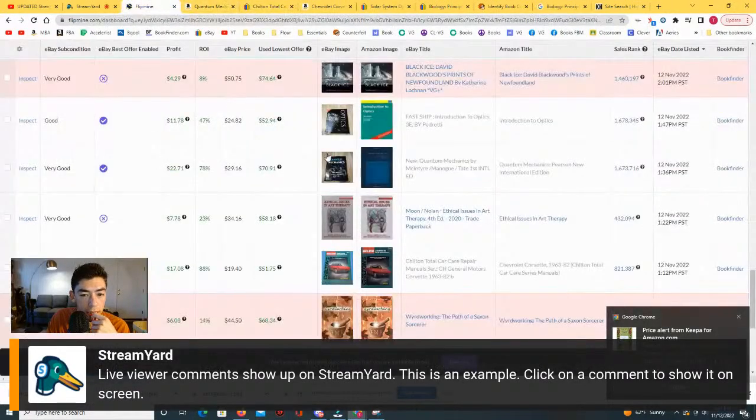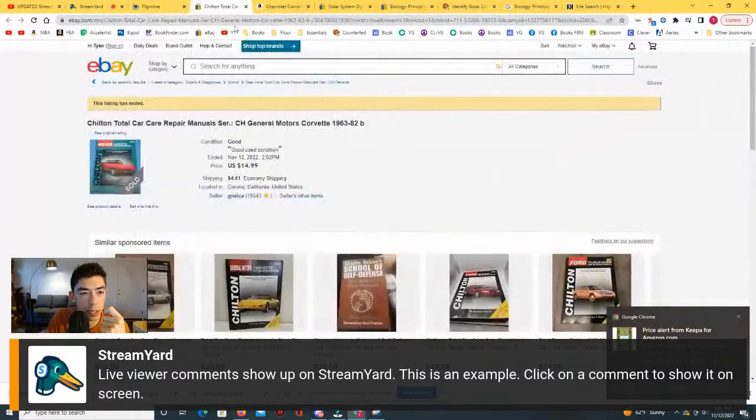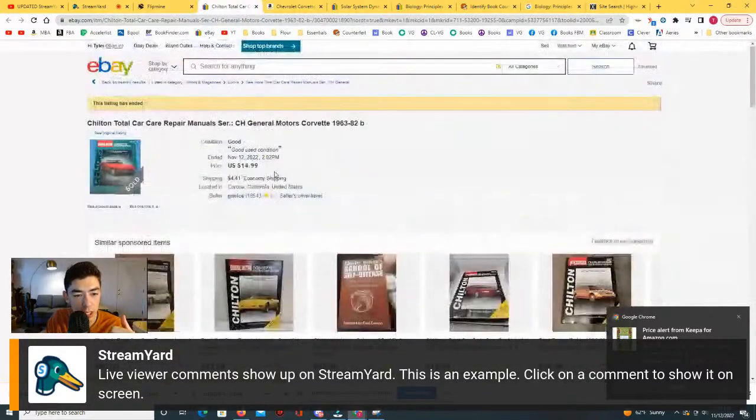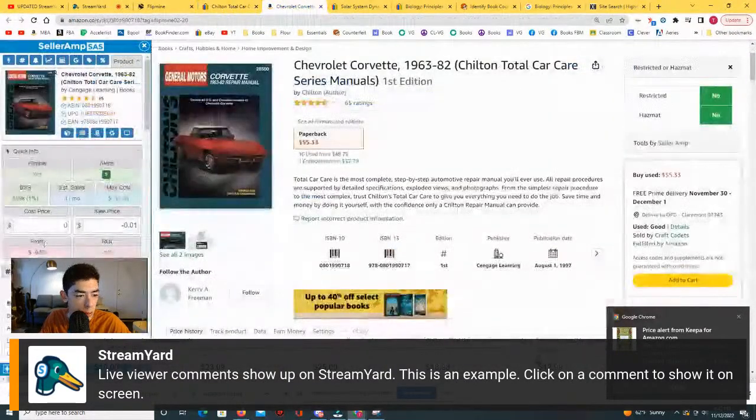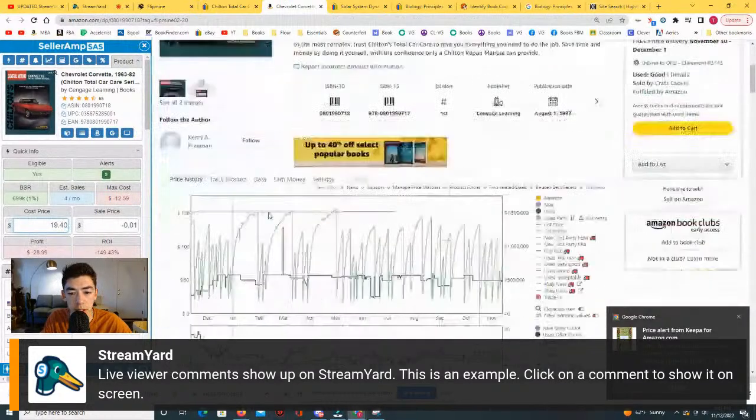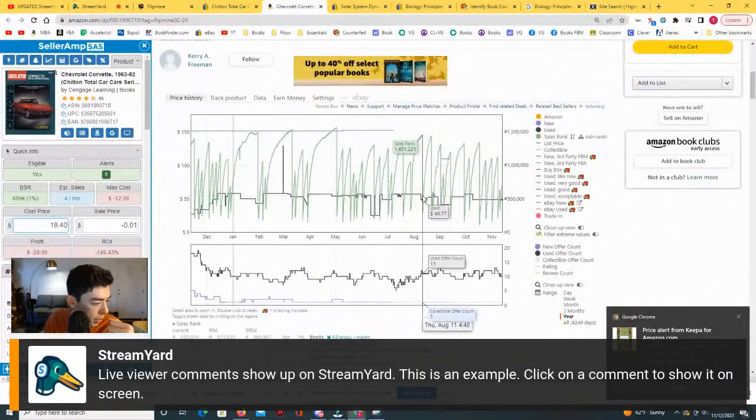Okay, quantum mechanics. Where is this one? Yeah, that's what that book was, quantum mechanics. This book actually sold, so let's see if this person made a good buy. So they bought this for 15 plus 4.40, so $19.40 is basically what they bought it for. So let's actually see if they made a good deal here. Okay, this person made a great buy. So this is something that you should have bought if you were looking at FlipMine.